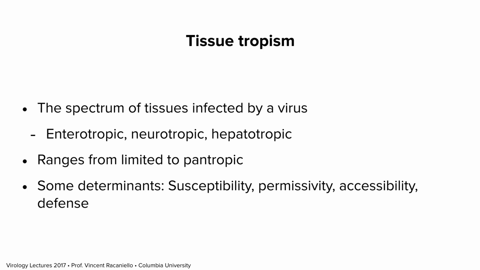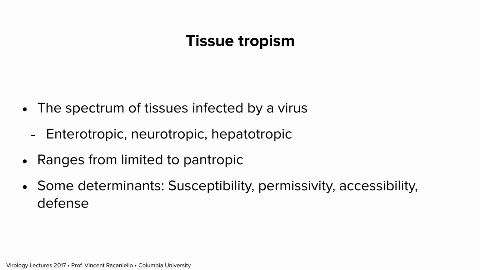Now, what determines that is very interesting. We'd like to figure it out because if you find a tissue that doesn't support replication, maybe that gives you some therapeutic intervention ideas. And some of the determinants of tropism include susceptibility. That's an easy one, whether there are receptors for the virus or not. Permissivity, can the virus replicate in the cell? For example, some viruses have promoters on their DNA genomes that require specific transcription factors, and they may not be present in every cell. That simply will determine where the virus can replicate.